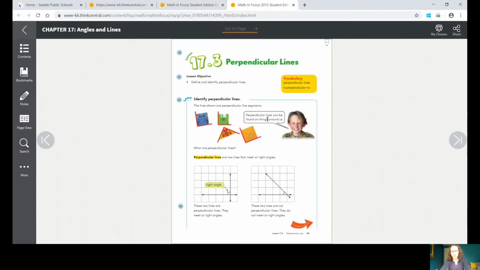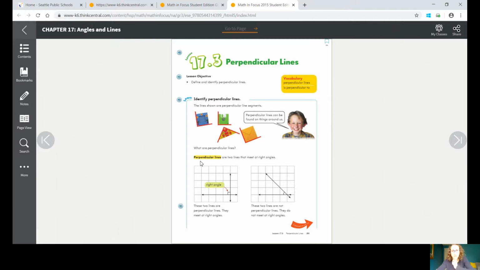Now he's telling us perpendicular lines can be found on things around us. Okay, so let's see. A frame. That's like an old disc that you used to put in computers, like, oh boy, a really long time ago. I don't know what this is. Maybe a garden. Looks like an envelope.